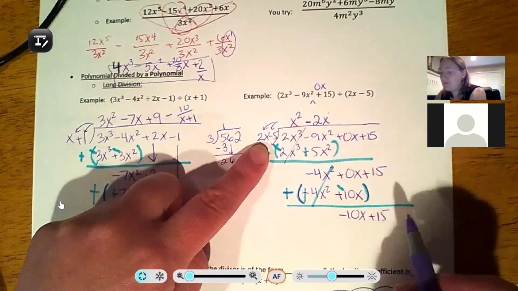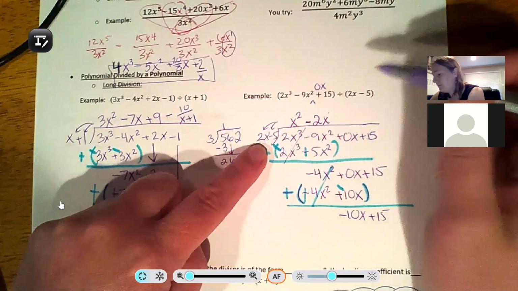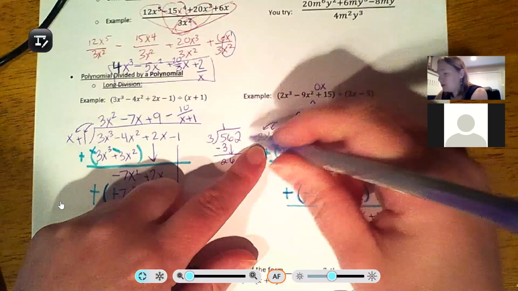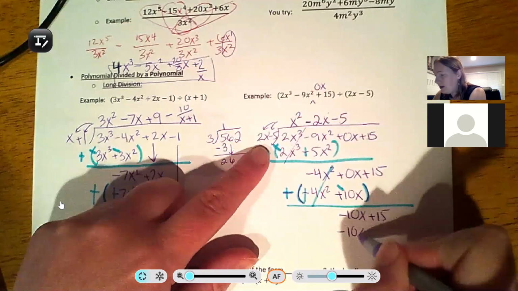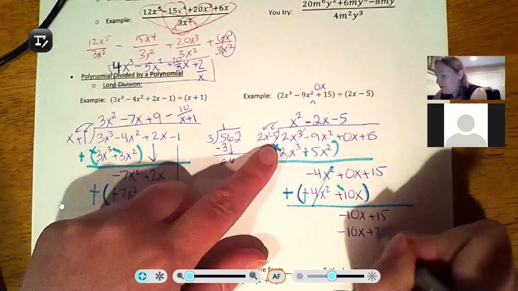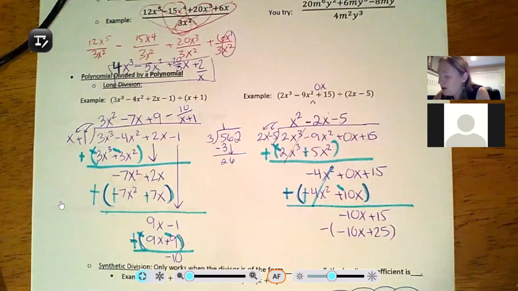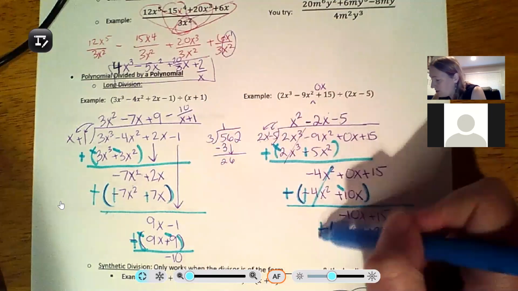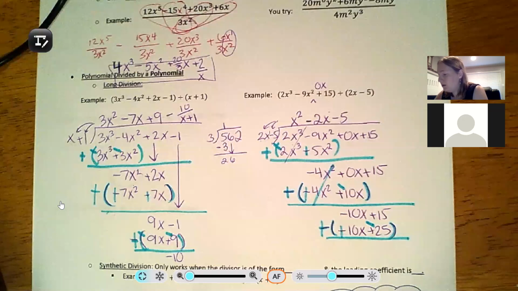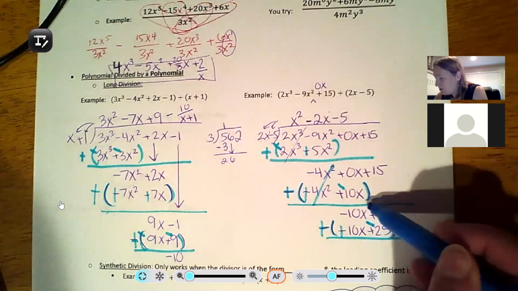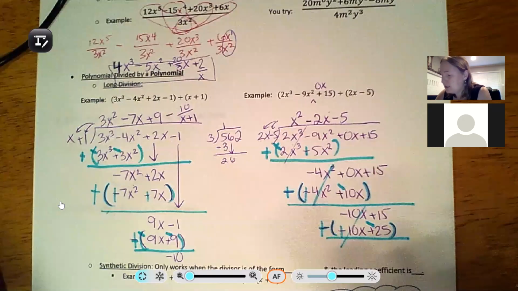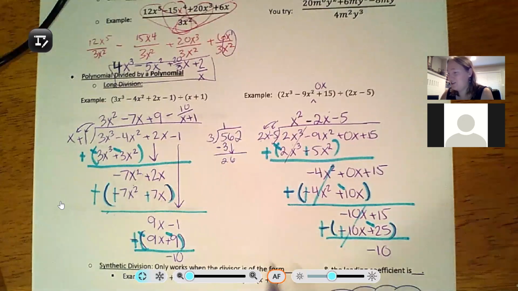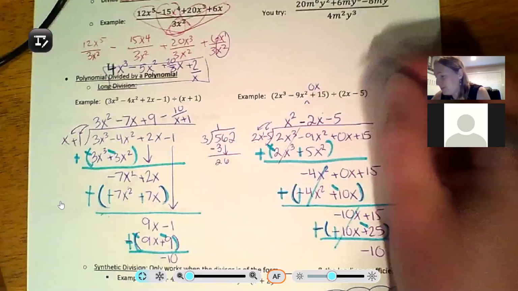5. Positive or negative? Negative. Okay. So negative 5 times 2x is negative 10x, and then negative 5 times negative 5 is positive 25. So we're going to subtract that whole quantity, and we can change it to adding the opposite. Negative 10x plus 10x goes away. 15 minus 25 is negative 10. And that is coincidence. Not all remainders are negative 10. It just happened to be the case for both those two examples.